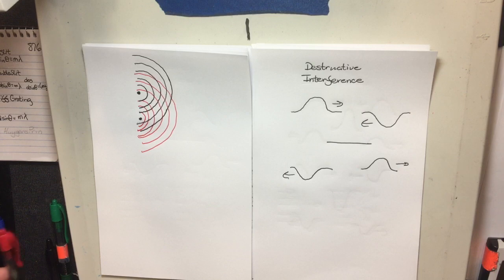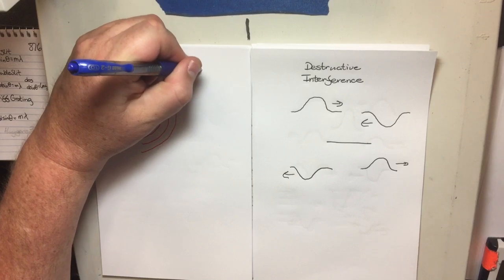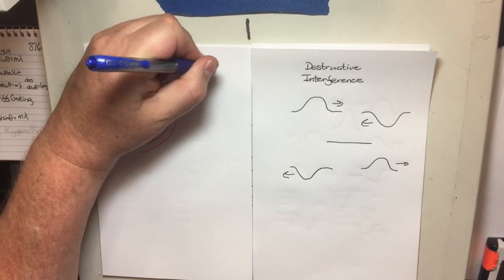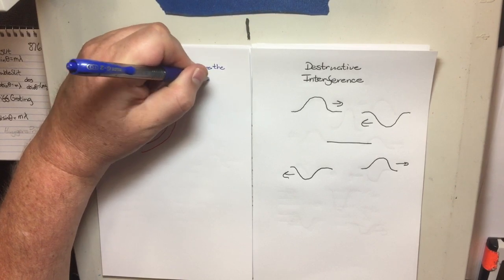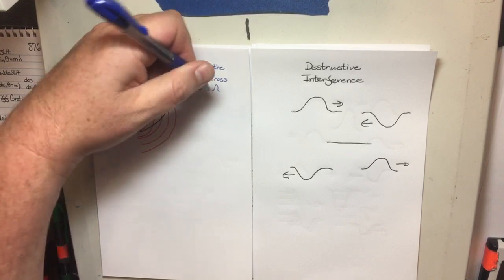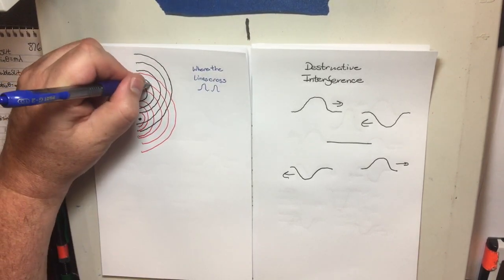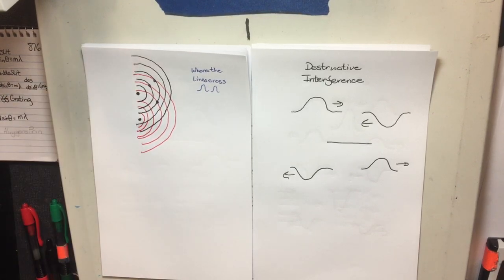So where you see where the lines cross, that's a peak meeting a peak. And so points such as there, all over the place, that is a point of constructive interference.